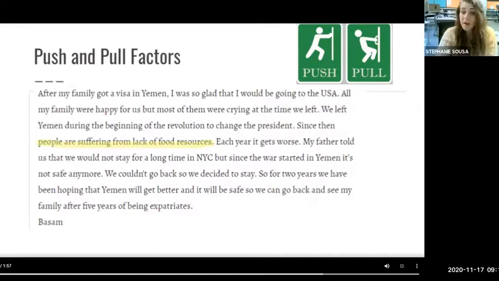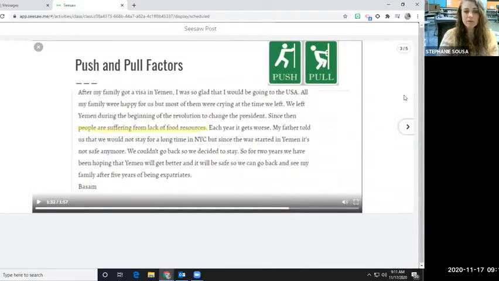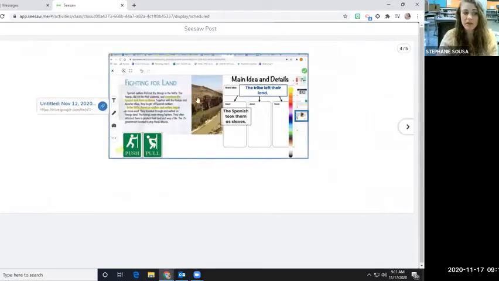You might be using some background knowledge and making some predictions there that maybe a pull factor would be, let's go to a place where the election seems to be less likely to lead to a war. That could have been this family's thought from their experiences in Yemen. Okay, awesome. So again, we want to make sure we understand that people don't just wake up and say, I feel like moving today. Most of the time when people make a very large move in their life to a completely new location, there are push and pull factors that are making them feel that need in their life.